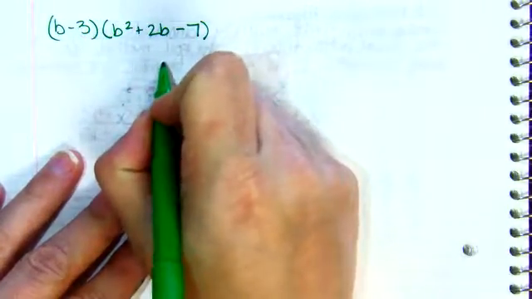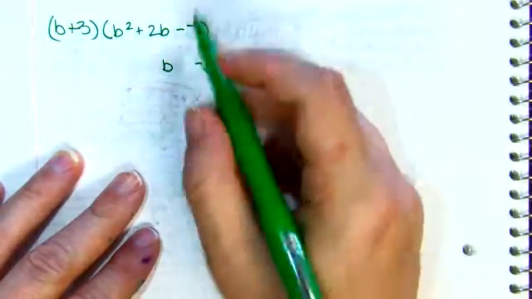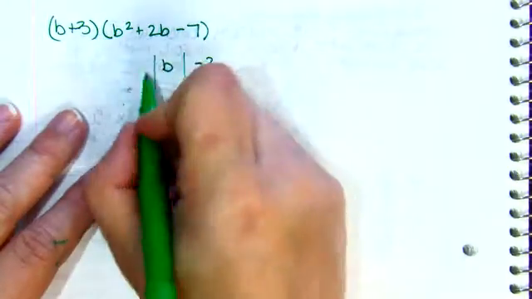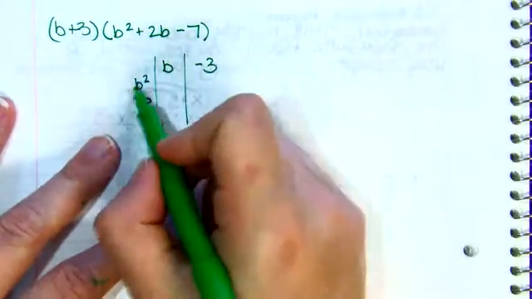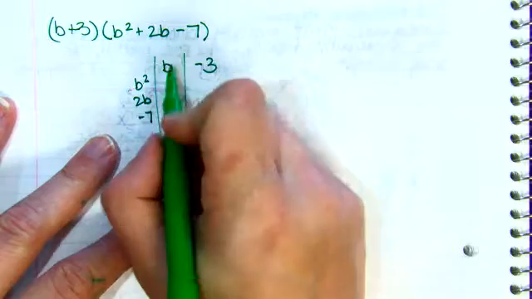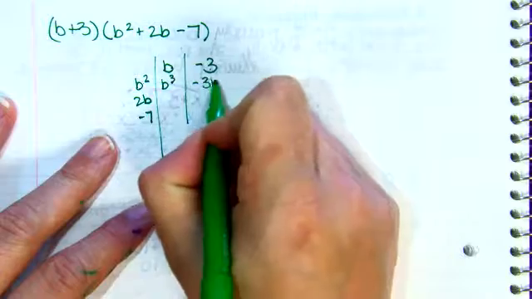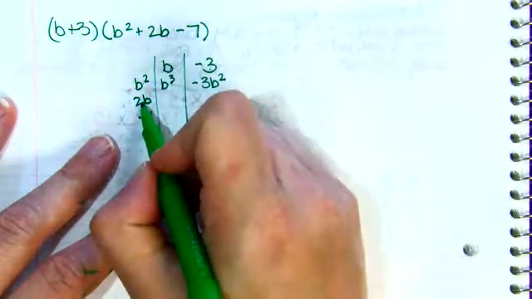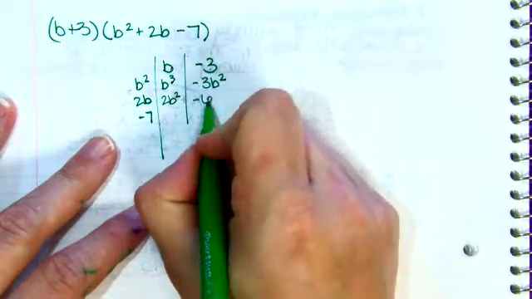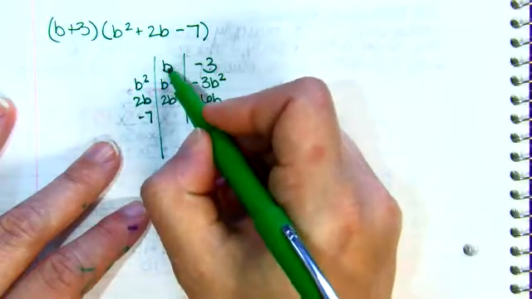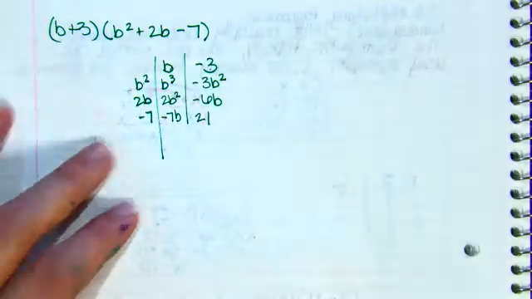So instead, I'm going to do this one as a table, where I have b, and think about that as adding a negative 3. And then going down the other side, I have b squared, a 2b, and a negative 7. And I'm going to multiply these out. b times b squared is b cubed. Negative 3 times b squared is negative 3b squared. b times 2b is 2b squared. Negative 3 times 2b is negative 6b. b times negative 7 is negative 7b. And negative 7 times negative 3 is a positive 21.